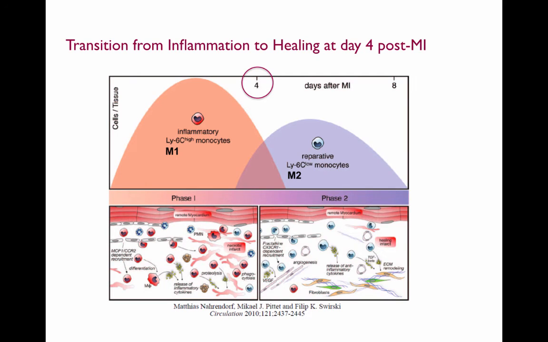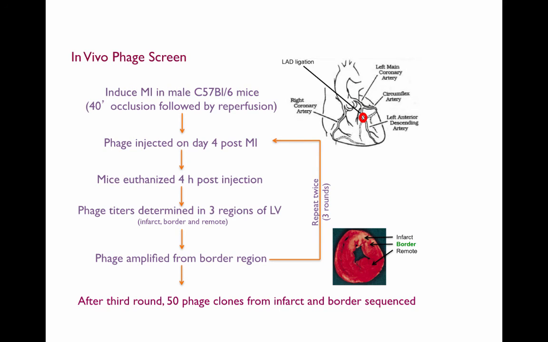And to do this, we had to use a mouse model. We chose 4 days after the infarct because this is the transition between the inflammatory M1 macrophages to the reparative M2 macrophages. So we wanted to hit it right when it's starting to repair. We did an in vivo phage screen. This is the mouse model we used, suturing this artery in order to simulate a heart attack, and then 40 minutes after, reopening that suture so that it simulates a heart attack that someone had for 40 minutes.